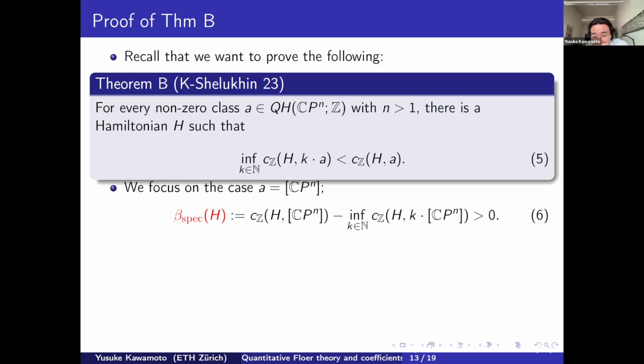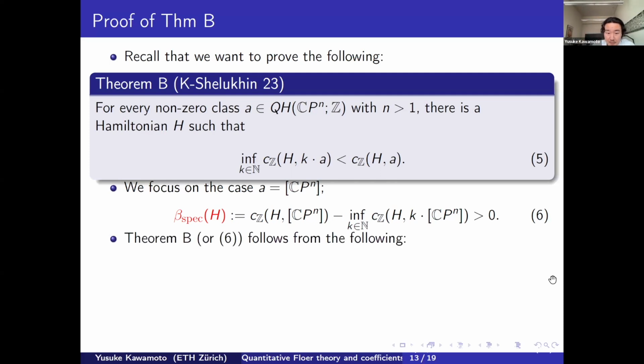Although the theorem is for any non-zero class, I want to focus on the case of the fundamental class for simplicity. And so what we want to prove is that the difference between the spectral invariant for the fundamental class and the smallest spectral invariant for k times the fundamental class is strictly larger than 0. I call this notion the spectral depth, denoted by beta_spec.